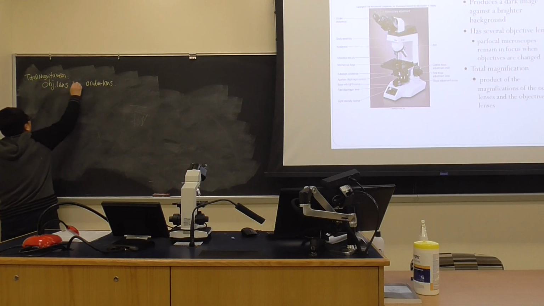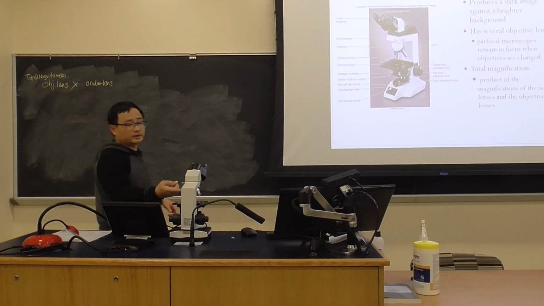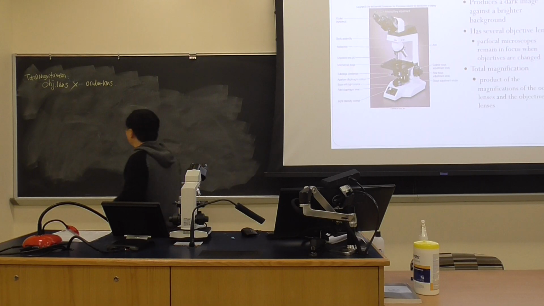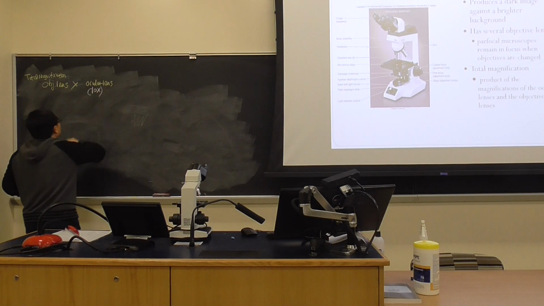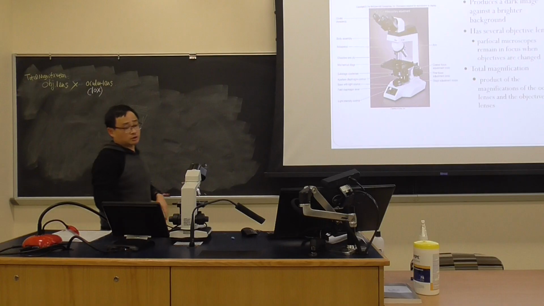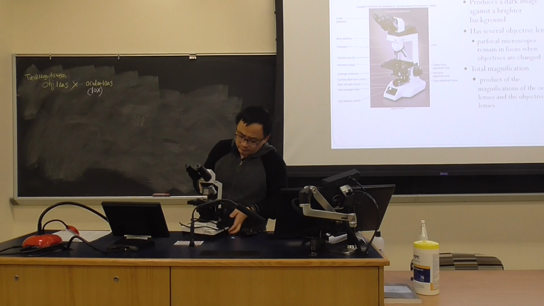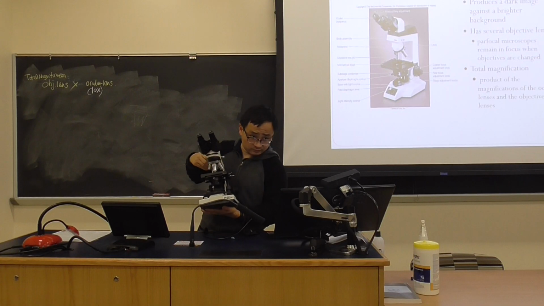The total magnification is the magnification of the objective lens right here, multiplied by the ocular lens. And the ocular lens is always 10x. The objective lens could change. If we are using this one, the very short one, it is 4x. This is 10x. Then you have a 40x, and the last one is 100x.